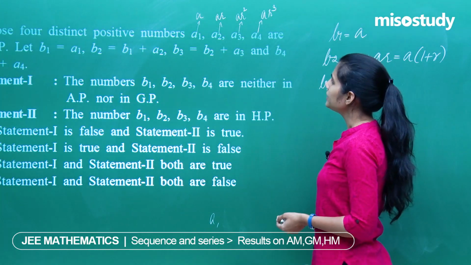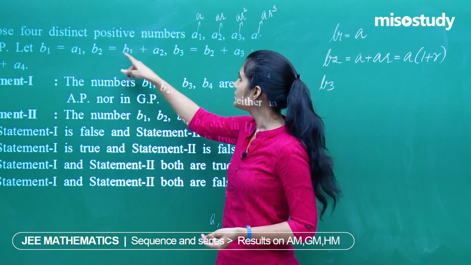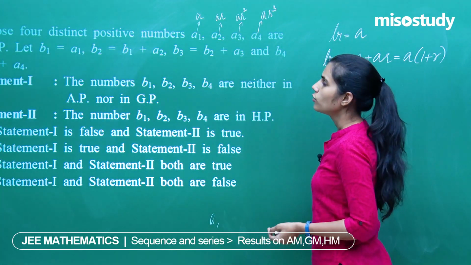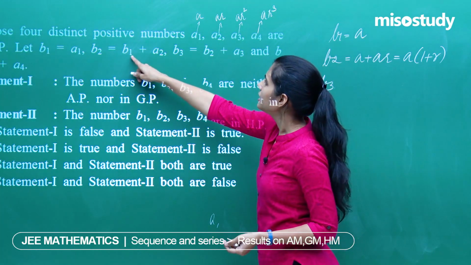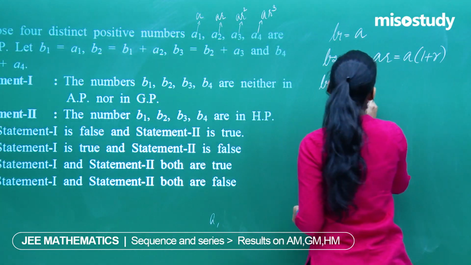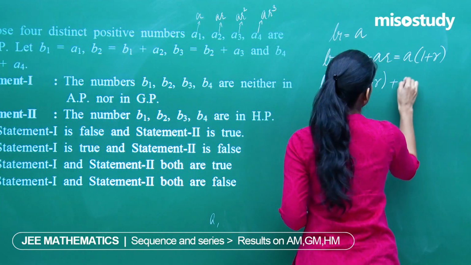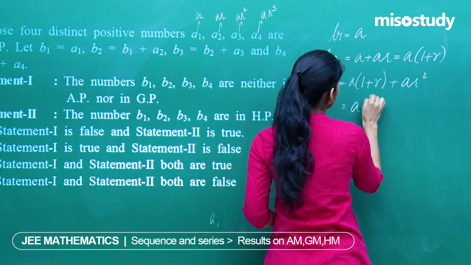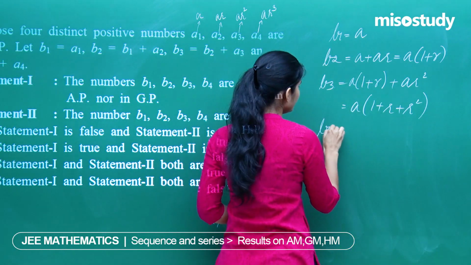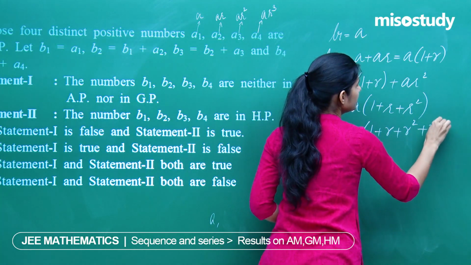B3 is what? B3 is B2 plus A3, and B2 is B1 plus A2, so we've already written that. B3 is B2 plus A3, that means A times 1 plus R plus AR square, which means A common 1 plus R plus R square, and similarly you get B4 as A common 1 plus R plus R square plus R cube.